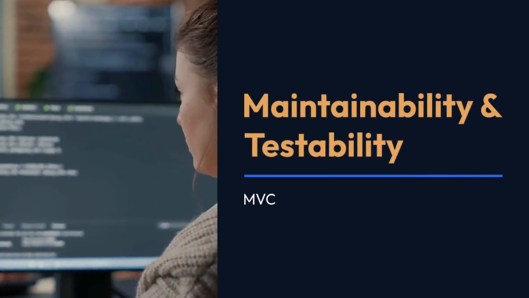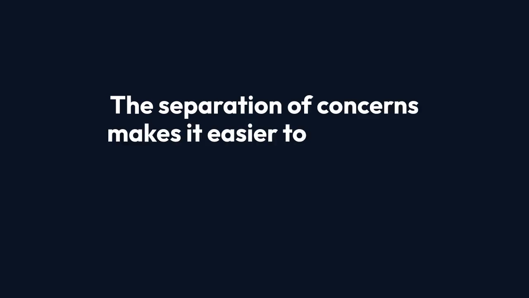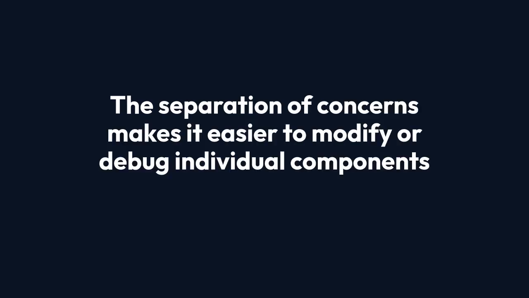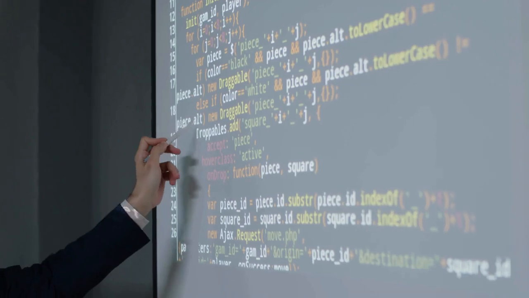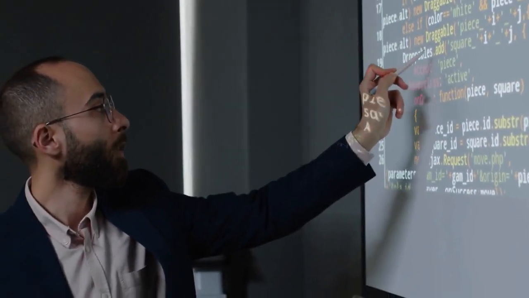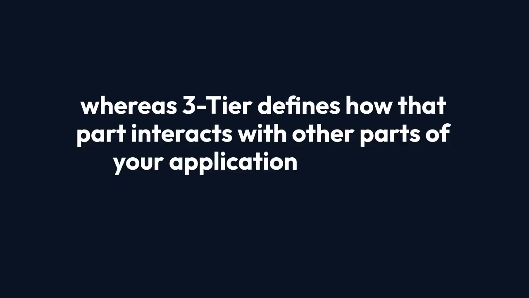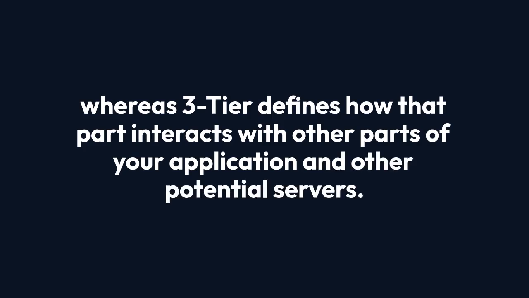6. However, MVC excels in terms of maintainability and testability. The separation of concerns makes it easier to modify or debug individual components without affecting others. 7. In simple terms, MVC focuses on how you organize your code for a specific part of your application, whereas three-tier defines how that part interacts with other parts of your application and other potential servers.